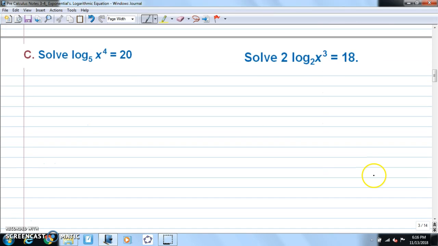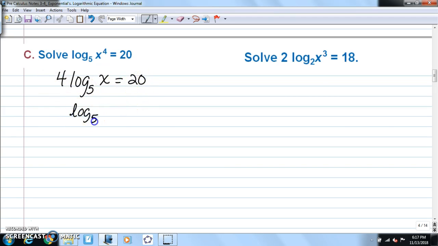Okay, let's look at these. So I already have my logarithm here that is isolated. However, we can simplify this a little more, because remember what we can do with the 4 that's as a power here. I can move it out in front. So this is actually 4 log base 5 of x equals 20. And then I can divide through by 4, and I have log base 5 of x equals 5.